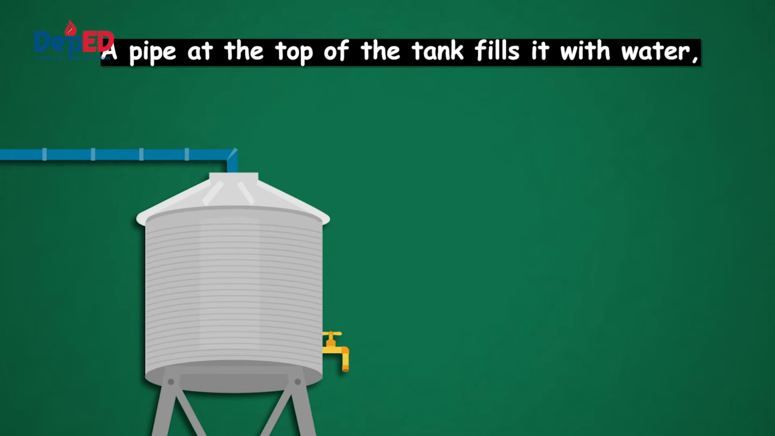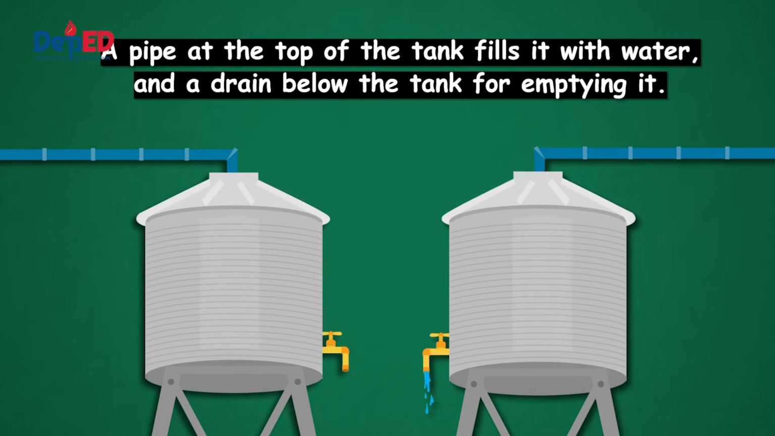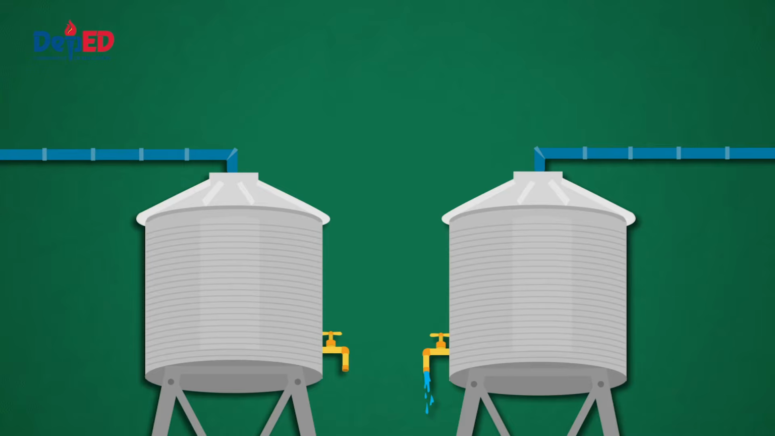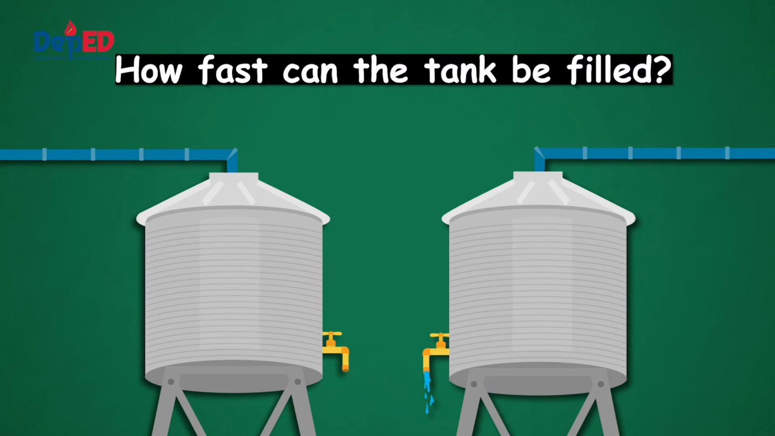Now, after painting the barangay's wall, the chairwoman also asked Mang Samuel and Mateo to clean the water filtering tank for the barangay. A pipe at the top of the tank fills it with water, and a drain below the tank empties it. The tank can be filled using the pipe in 2 hours. If the pipe and the drain are opened at the same time, how fast can the tank be filled?